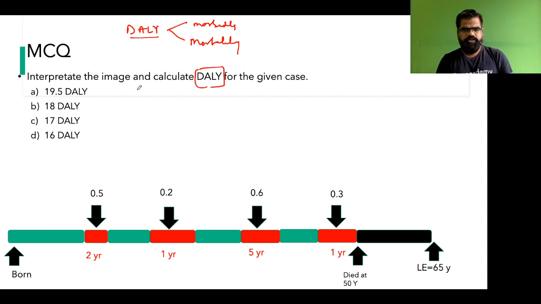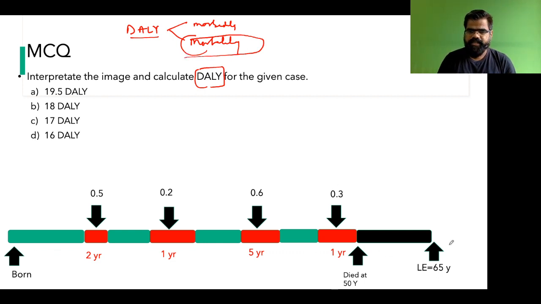So now come to the question. A person is born here. Now he is living in the green, then you have 0.52, 0.21, 0.65, 0.31, and the person died at 50 years. The life expectancy was 65 years. So as I said, DALY is measured in terms of morbidity and mortality. Let's take mortality first. Now you see this in the question.